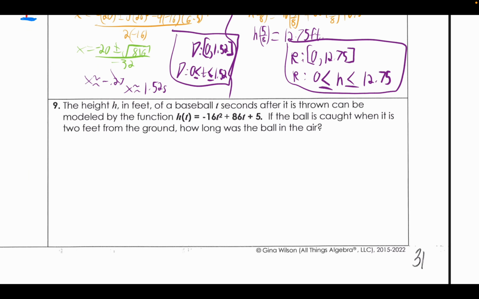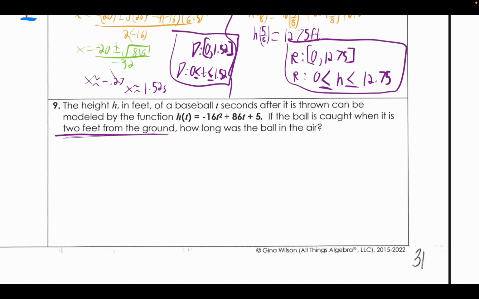Last but not least for our word problems, number 9. The height h in feet of a baseball t seconds after it is thrown can be modeled by the function h of t equals negative 16t squared plus 86t plus 5. If the ball is caught when it's 2 feet from the ground, so the height would be 2 feet, how long will it take the ball in the air?